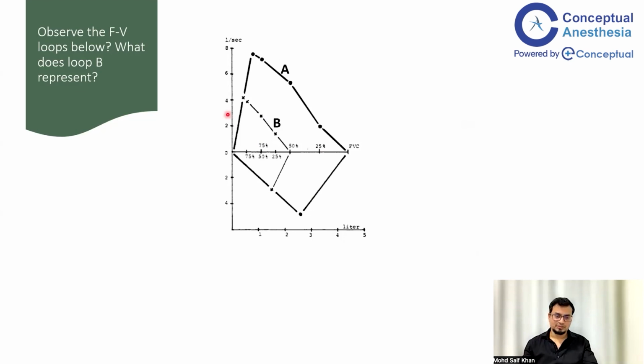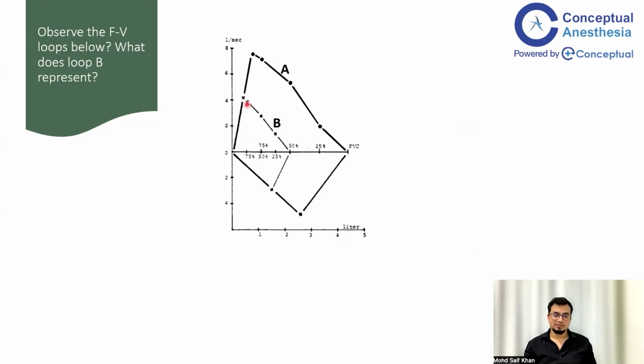But look at this loop. What is happening here? There is a decrease in the peak expiratory flow rate. There is a decrease in the peak inspiratory flow rate as well. There is no change in the TLC. Residual volume increased, but vital capacity also diminished. So what is this case? What is happening? You could say that there may be a fixed airway obstruction.